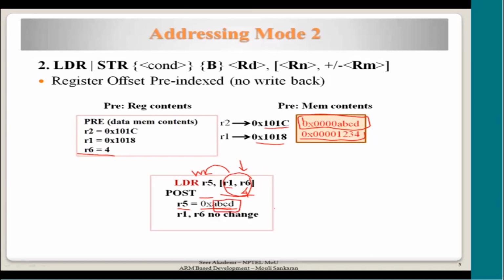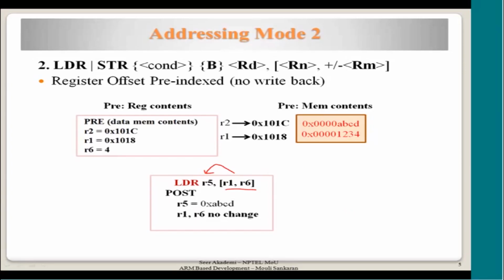Now what happens to R1 and R6, which are used inside? In this case, both of them are not modified. I will show you some example where it is modified. Here, both R1 and R6 are intact. It only uses the values to compute the address and then starts a memory cycle, reading from the memory and copying that value into R5. I hope this is very clear to you. It is very simple, but I am explaining more so that there are no doubts in your mind.